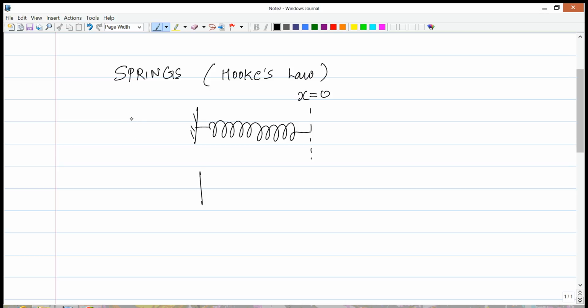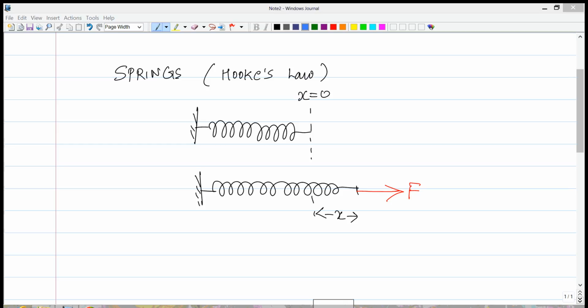Okay, so let's exert a force on the spring and let's stretch it out. Let the force that we exert be capital F. Now when we do that, the spring gets stretched out a certain amount, and let the amount that gets stretched out be, say, x on this side. Now when this happens, the spring itself exerts a force, and that force is to the left hand side.